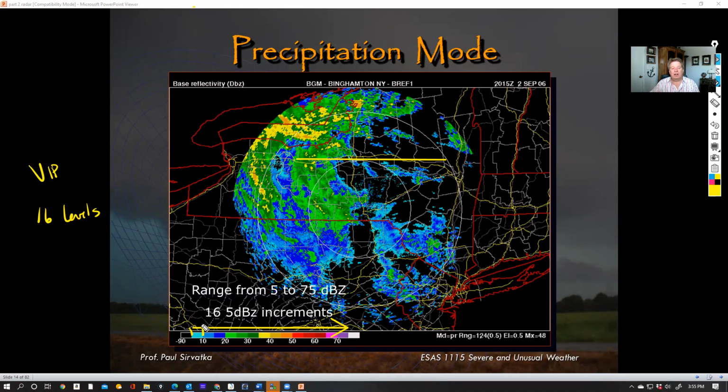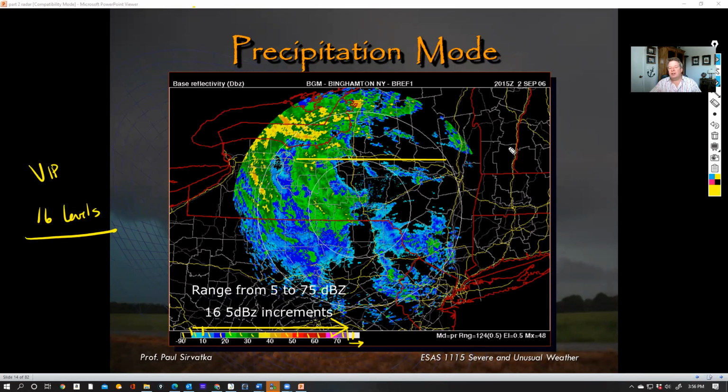If it's less than 5, what color does it get? Black. The VIP is assigning black to anything showing up less than 5. 5 to 10 is the lightest blue. 20 to 25, we go to green. 35 to 40, we go to yellow. If we had 65 to 70, we go to pinkish. If we go to a purple, 70 to 75, and then anything over 75 is white. So 1, 2, 3, 4, 5, 6, 7, 8, 9, 10, 11, 12, 13, 14, 15, 16. 16 levels. And we range from 5 to 75 dBZ.